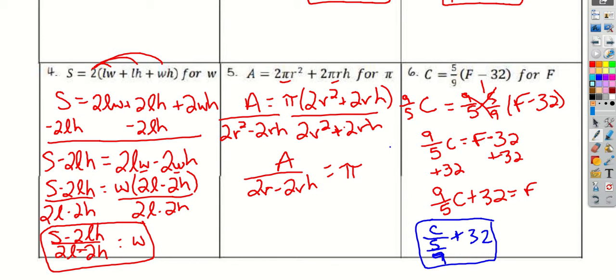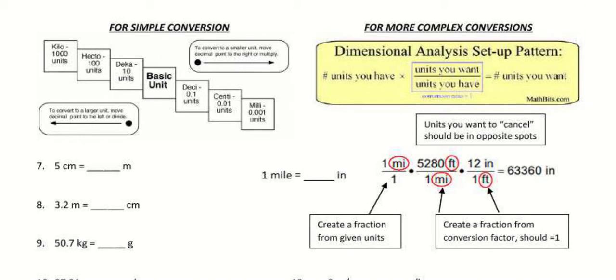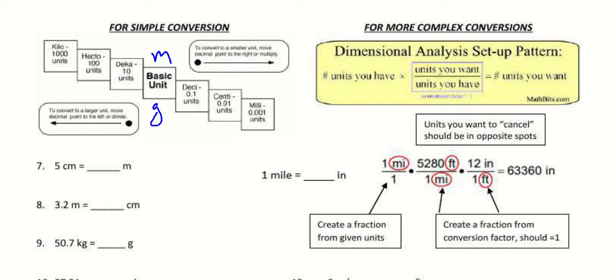And then on page 2 here, we're doing conversions. So for simple conversions like centimeters to meters, grams to kilograms, we want to remember if our basic unit is meters or grams, that's our basic unit. If we get smaller, we do centimeters, millimeters, or if we get bigger, kilometers or any one of those things, it's going to be what our conversion factor is.